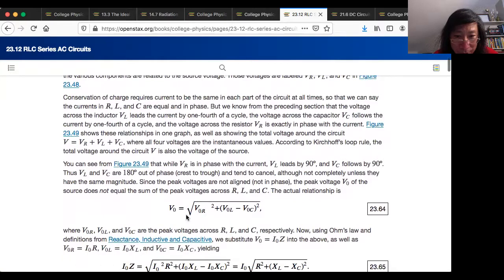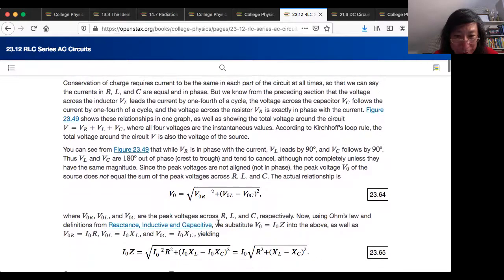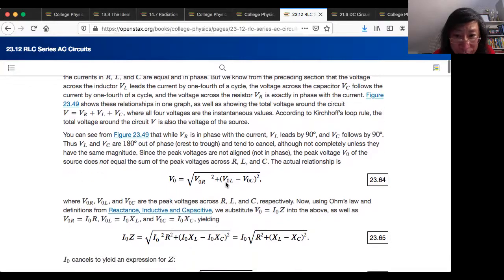Oh, we've actually got some square root action going on here. Is that going to stress you out? No, it's not going to stress you out. Why? Because square roots are no big deal as far as mathematics are concerned, but you need to know why these things line up like this, okay? Notice that the voltage is the square root of V0R squared plus (V0L minus V0C) squared. So the voltages have this strange relationship.